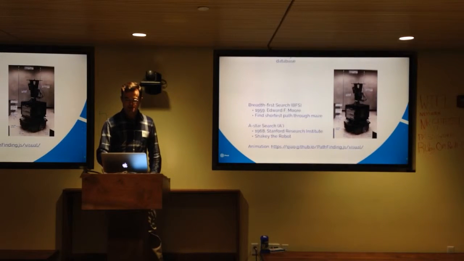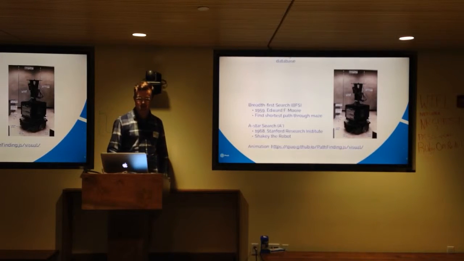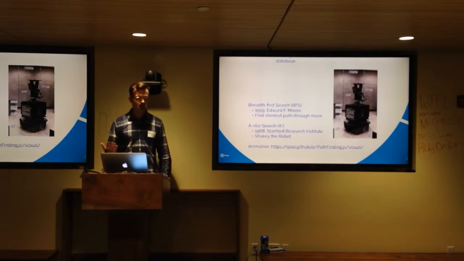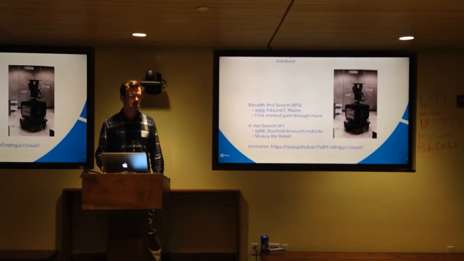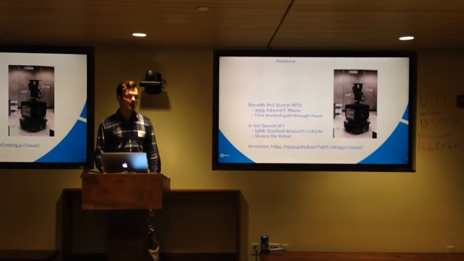Today, we're going to focus on two forms of search. This kind of proto-search, breadth-first search, was discovered in 1959 by Edward F. Moore, and it was published as a part of a paper, I think, on solving the problem of finding the shortest path through a maze. And A-star search was developed roughly 9 years later at the Stanford Research Institute, in the context of a project for Shakey the Robot, a robot whose task was to find its way through an obstacle course. A-star search was developed as a faster way of pathfinding through an obstacle course, faster than just breadth-first search.